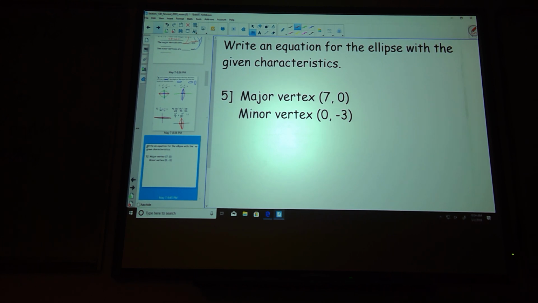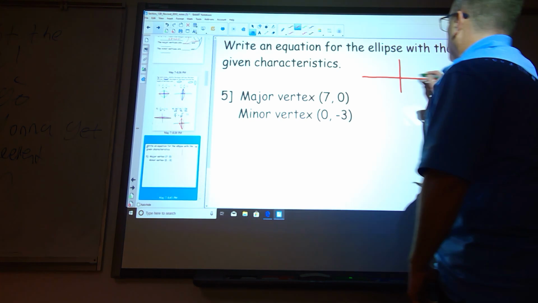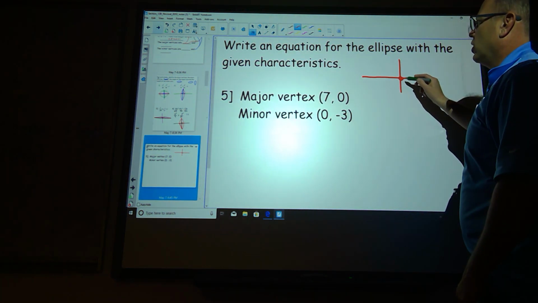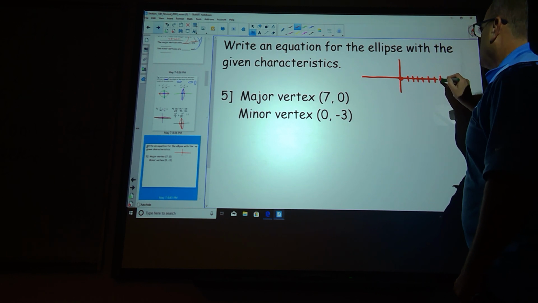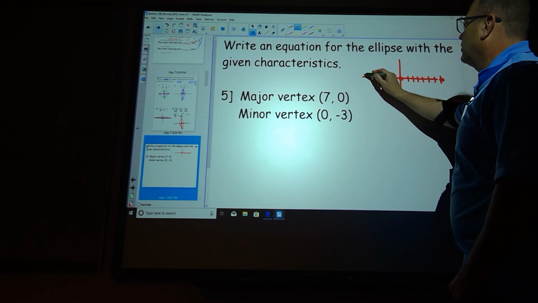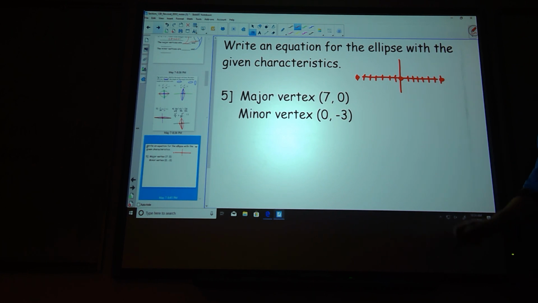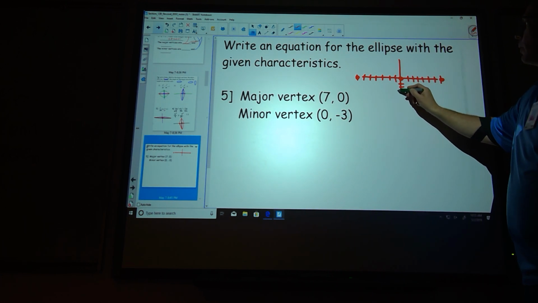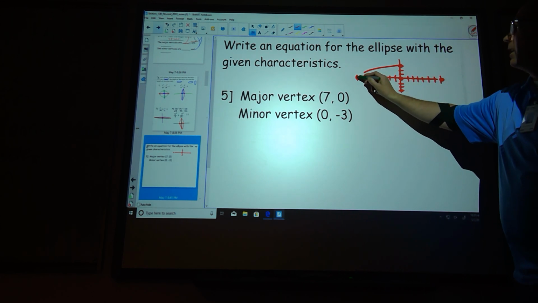What is the equation of the ellipse with the given characteristics? Okay, so I want us to think about what this would have looked like on the graph. Major axis, I go 1, 2, 3, 4, 5, 6, 7. 1, 2, 3, 4, 5, 6, 7. Is that okay so far? And then I go 1, 2, 3, and it has to go this way as well. So this is the shape we're talking about here.